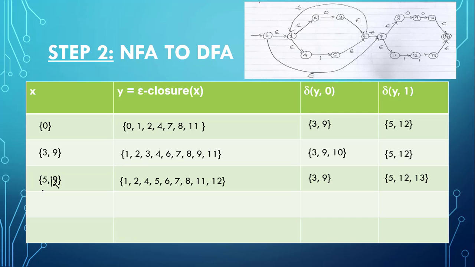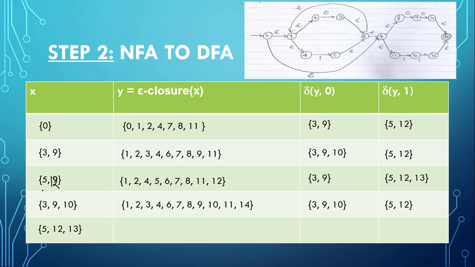The next distinct value is 3, 9, 10. The epsilon closure for 3, 9, 10 will be a little bit huge as it involves three sets of states. So here it will be 1, 2, 3, 4, 6, 7, 8, 9, 10, 11 and 14. The transitions over 0 are 3, 9, 10 and over 1 are 5 and 12. The next distinct value we are left with is 5, 12, 13. The epsilon closure will be almost all the states except 3. We have the transition over 0 as 3, 9 and over 1 as 5, 12 and 13.